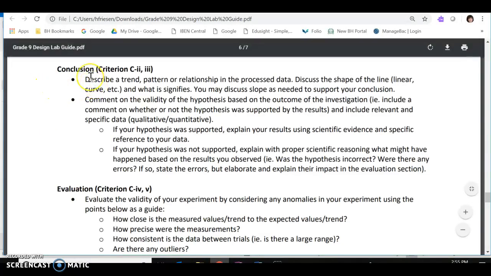So you can describe the trend in your process data in terms of the shape of the line and everything else I just said about the equation of the line, r squared, and what it means. You can also go back to the scientific reasoning that you pulled forward into your hypothesis.